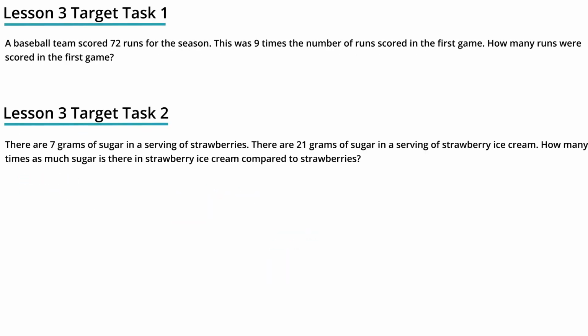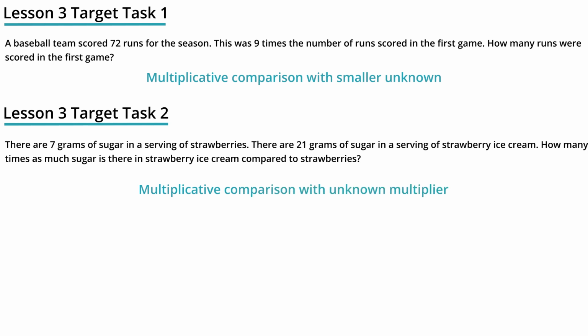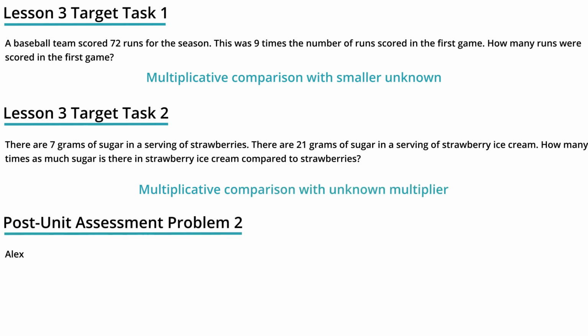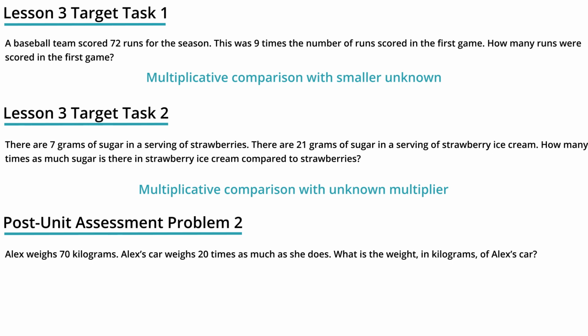While both problems are multiplicative comparison situations, they differ slightly in what they're asking students to figure out. Problem 1 represents a multiplicative comparison situation with a smaller unknown, and Problem 2 represents a multiplicative comparison situation with an unknown multiplier. By comparison, number 2 on the post-unit assessment is a multiplicative comparison situation with a larger unknown.